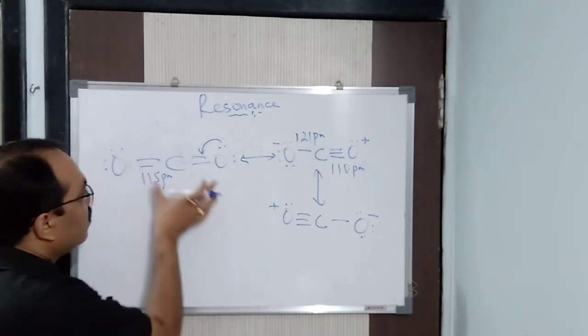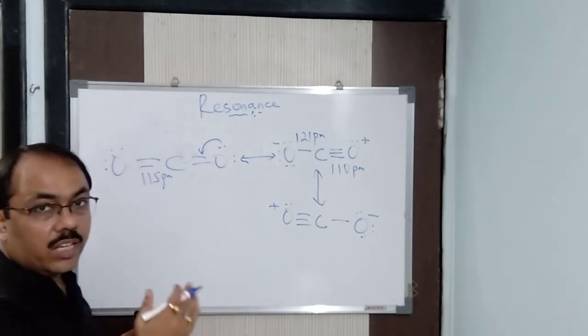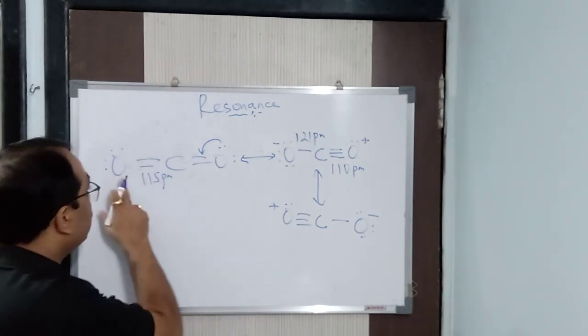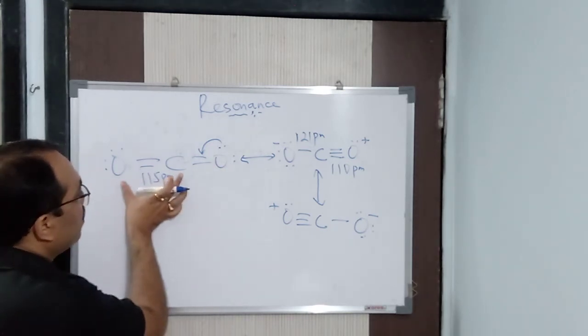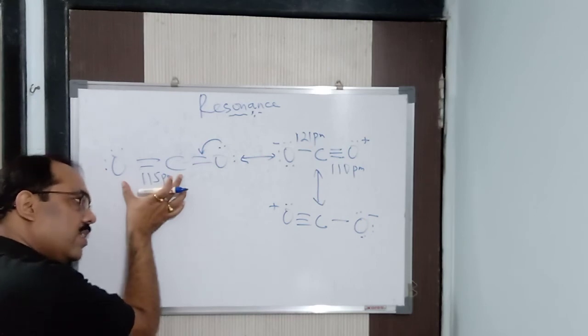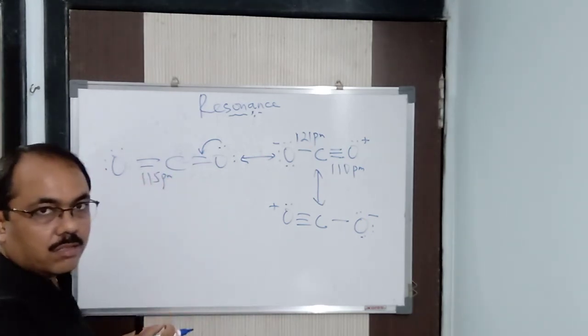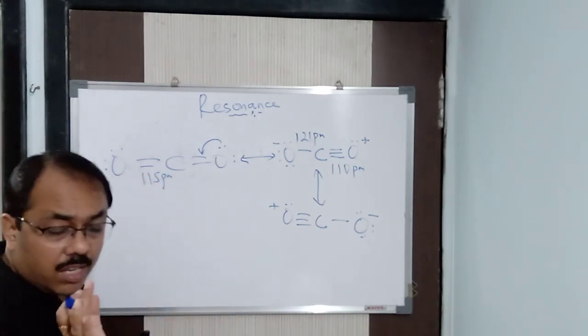positive. Alright, so you can see the like charges are far apart from each other, so they are not repelling, and the unlike charges are closer to each other, at 115 picometer distances. Clear? So in this way, this is the resonance hybrid, which actually explains the structure of the molecule.